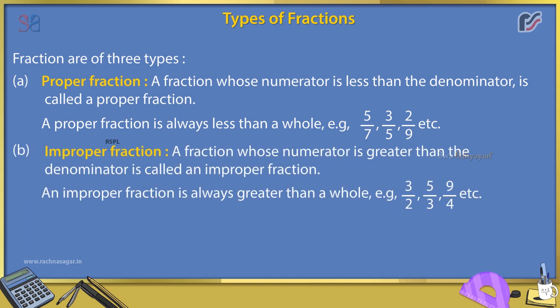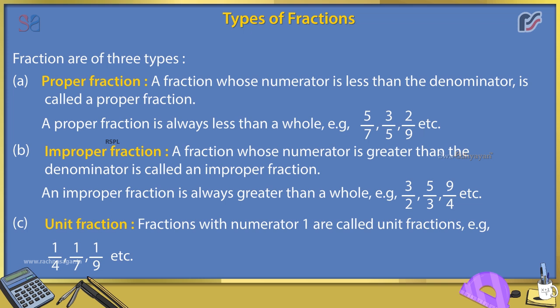B. Improper fraction. A fraction whose numerator is greater than the denominator is called an improper fraction. An improper fraction is always greater than a whole. Example, 3 by 2, 5 by 3, 9 by 4, etc. C. Unit fraction. Fractions with numerator 1 are called unit fractions. Example, 1 by 4, 1 by 7, 1 by 9, etc.